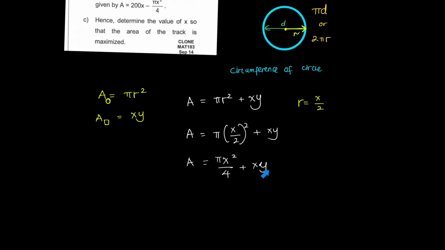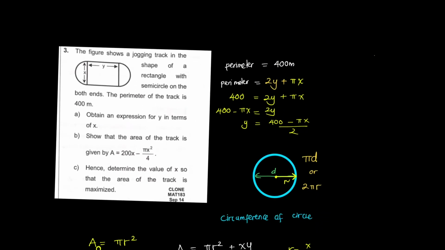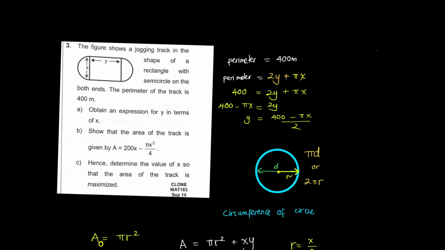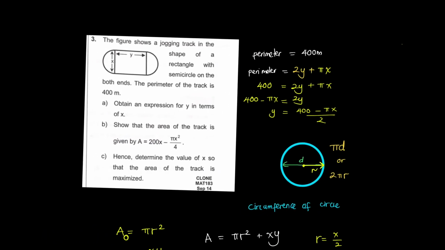Okay, from this equation right here, we can see that our x is more dominant than y, so we can express y in terms of x. From the expression that we obtained in question A, we actually get our expression of y in terms of x. So you just take this y value and substitute it into that equation.